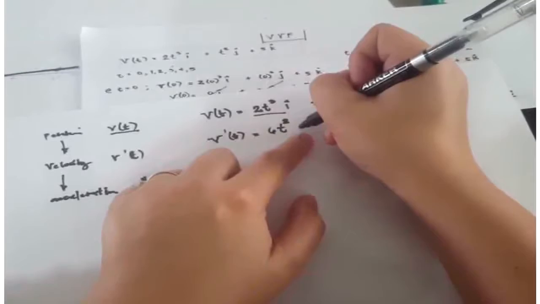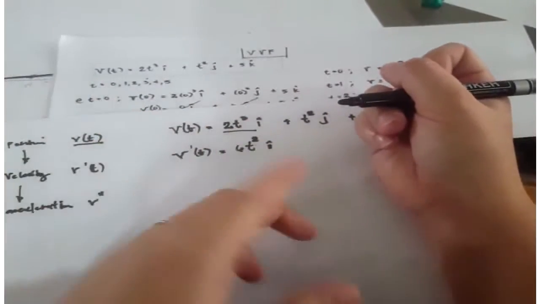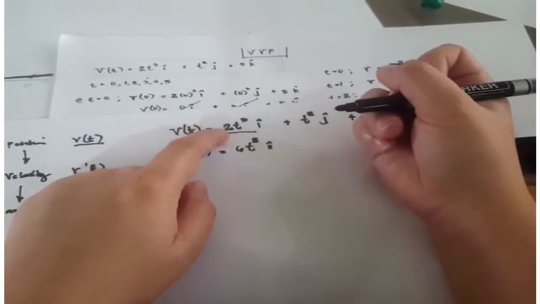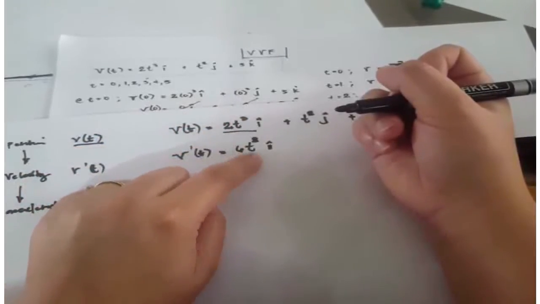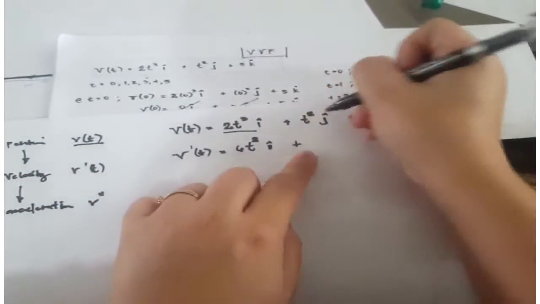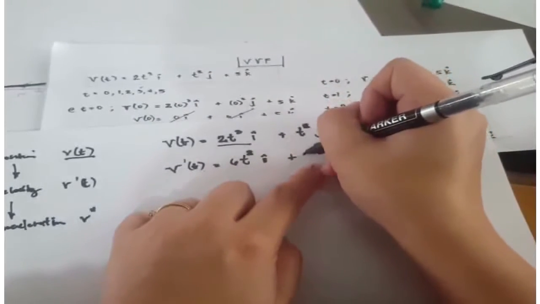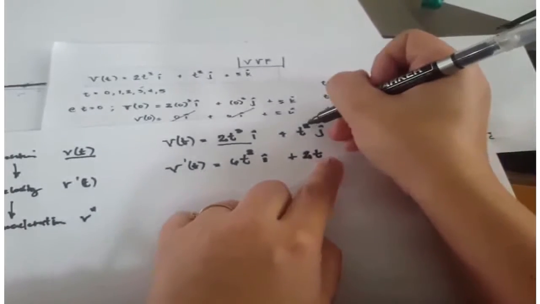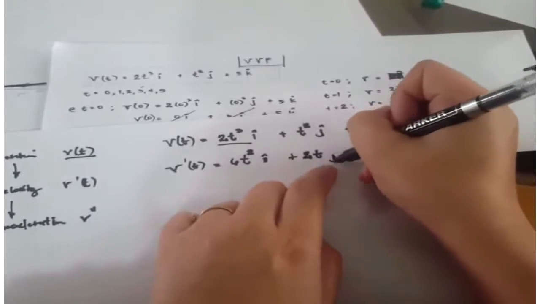Don't forget the direction, since this is a vector. I direction, are we correct? 2t cubed, the derivative is 6t squared. Plus, again, write down 2 t, then 2 minus 1, we have 1. Just simply write t at j.